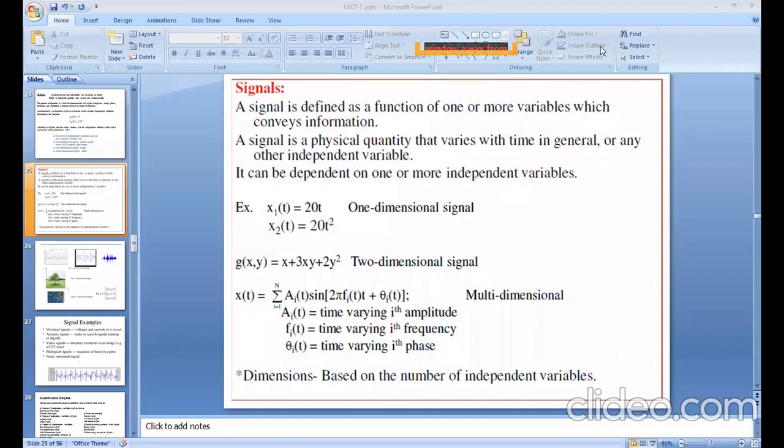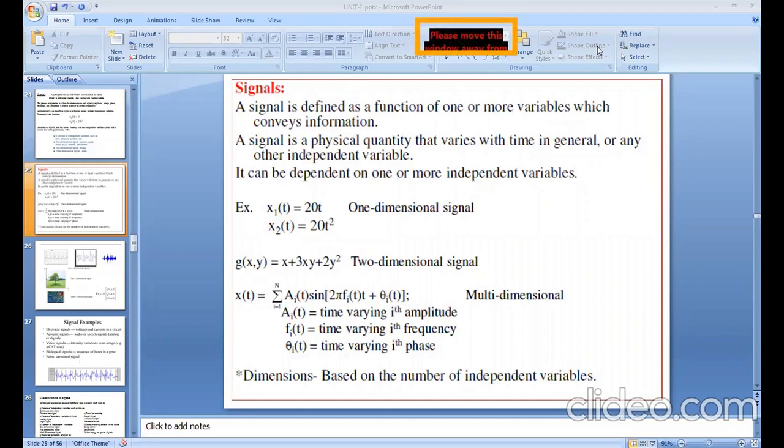Today's lecture is based over the signal and its classification. Here, a signal is defined as a function of one or more variables which convey information.